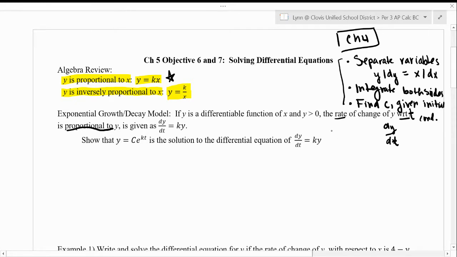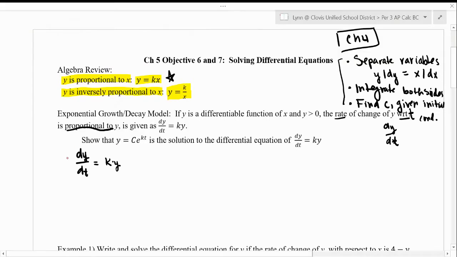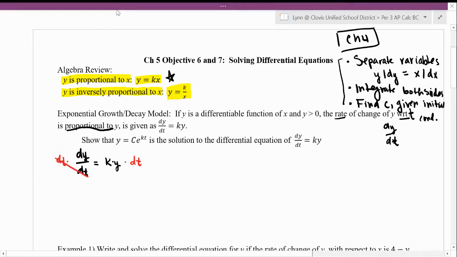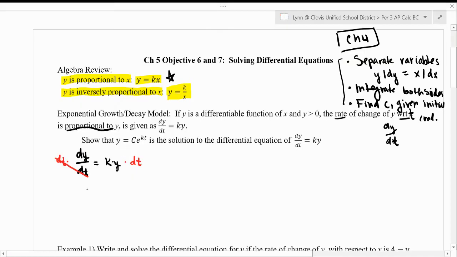Our step 1 would be just to separate our variables, right? Our equation that we're working with is dy over dt equal to k times y. So our step 1 is to separate the variables. I am going to multiply by dt because we want to clear those fractions. That would just equal 1 over here, and then we would have dy is equal to k times y times dt.